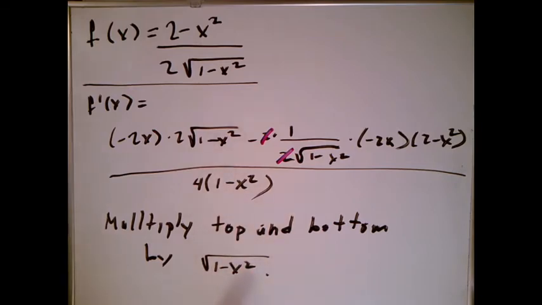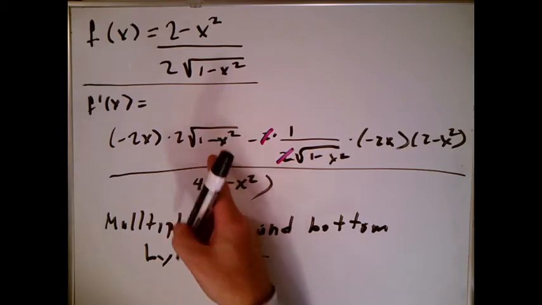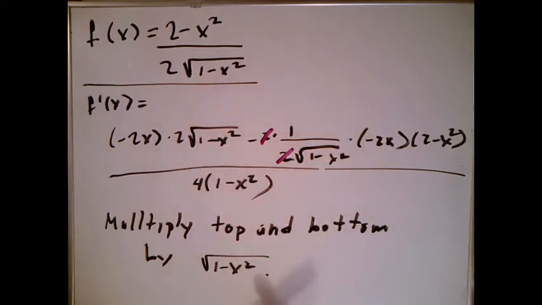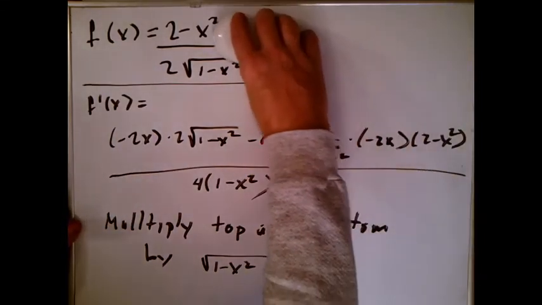Now what will that do? When I multiply the whole top by the square root of 1 minus x squared, that'll turn out nice. That'll go away, and the bottom won't get much worse. But what I'm going to do is put the answer up here, because we don't need this at the moment.